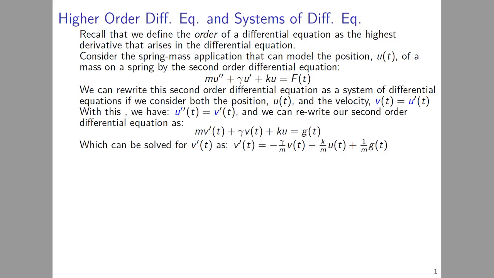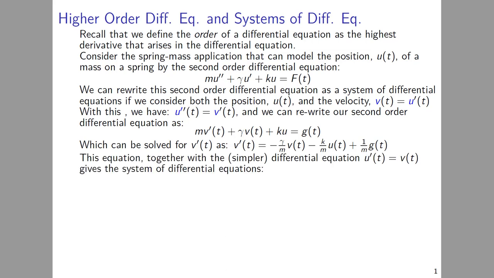Additionally, we can solve this for v prime by subtracting gamma times v of t and k times u from both sides and dividing by m. Doing this, we get v prime of t is negative gamma over m times v of t minus k over m times u of t plus 1 over m times g of t.